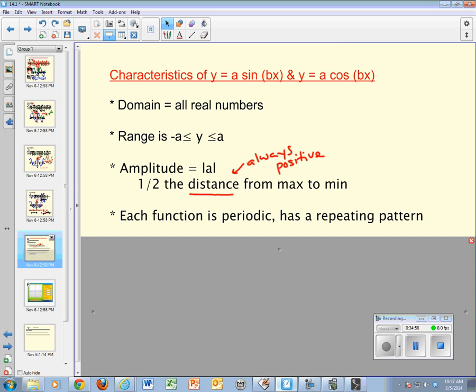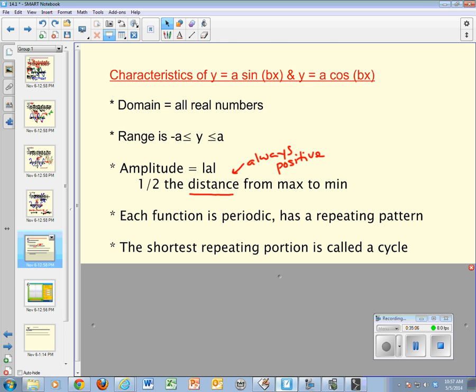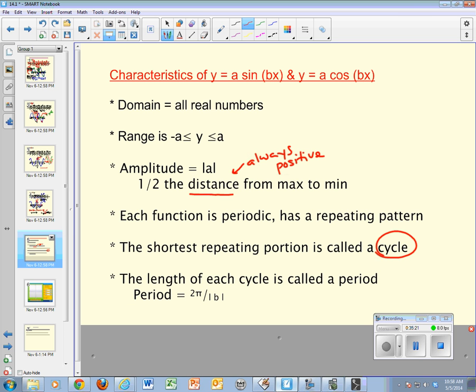Each function is periodic, meaning that if we pick it up and move it, it would just continue repeating. The shortest repeating portion is called a cycle. That's a vocab word that you need to know. When I say cycle, that means one part, that if we picked it up, it would repeat. And then the length of that cycle is called a period. And again, that's something you need to know.